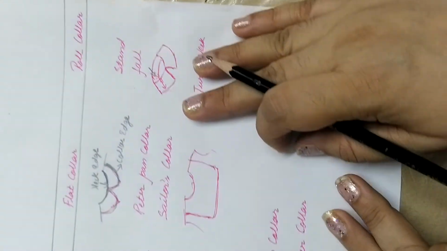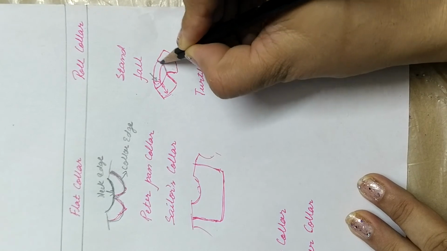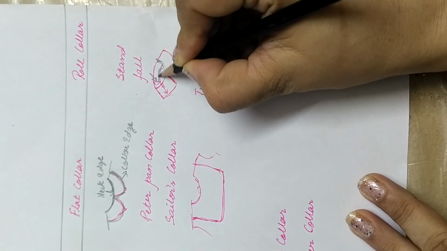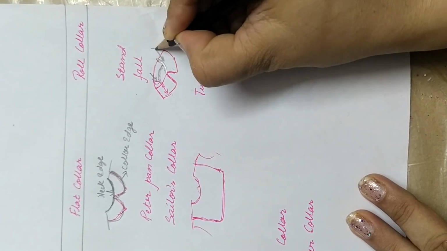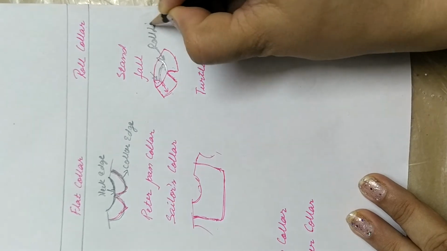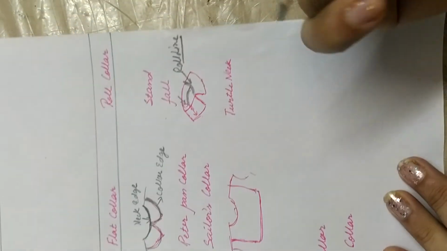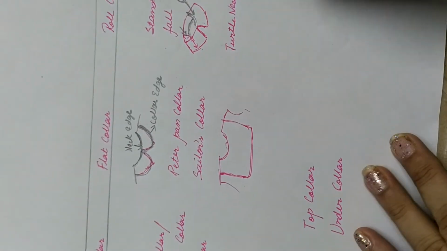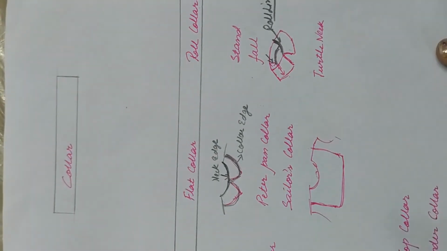Now the fourth term is roll line. In this collar this is the roll line, because it is attached at the bottom with the neck, but this upper part is the roll line, where it has been rolled. So roll line is where the collar is folded or rolled. So these are the four terms that are given in your book. I hope this helps you understand this chapter on collars.